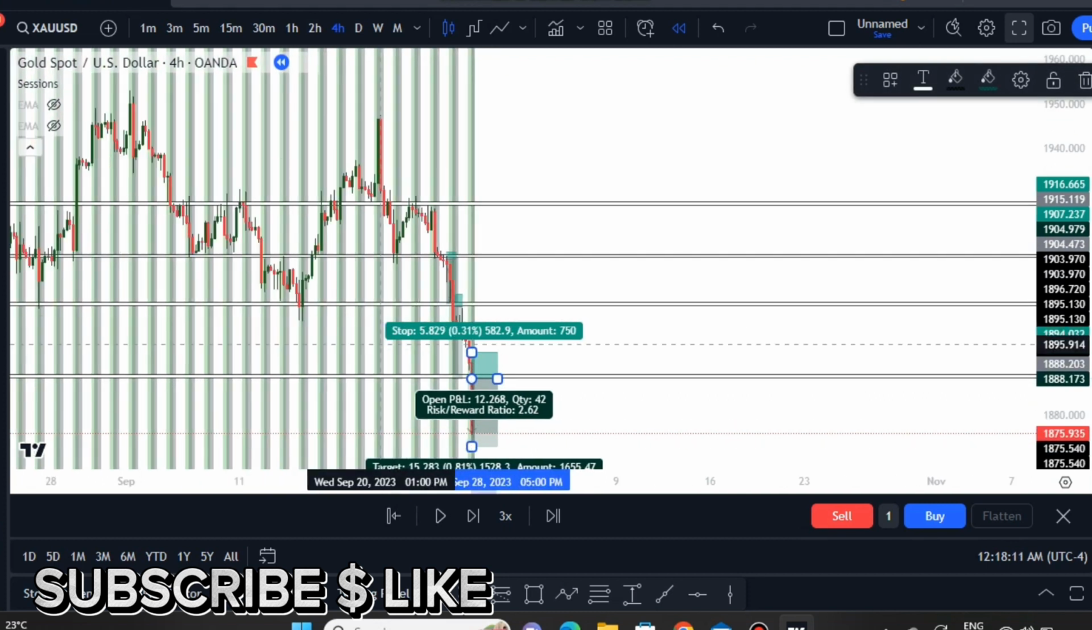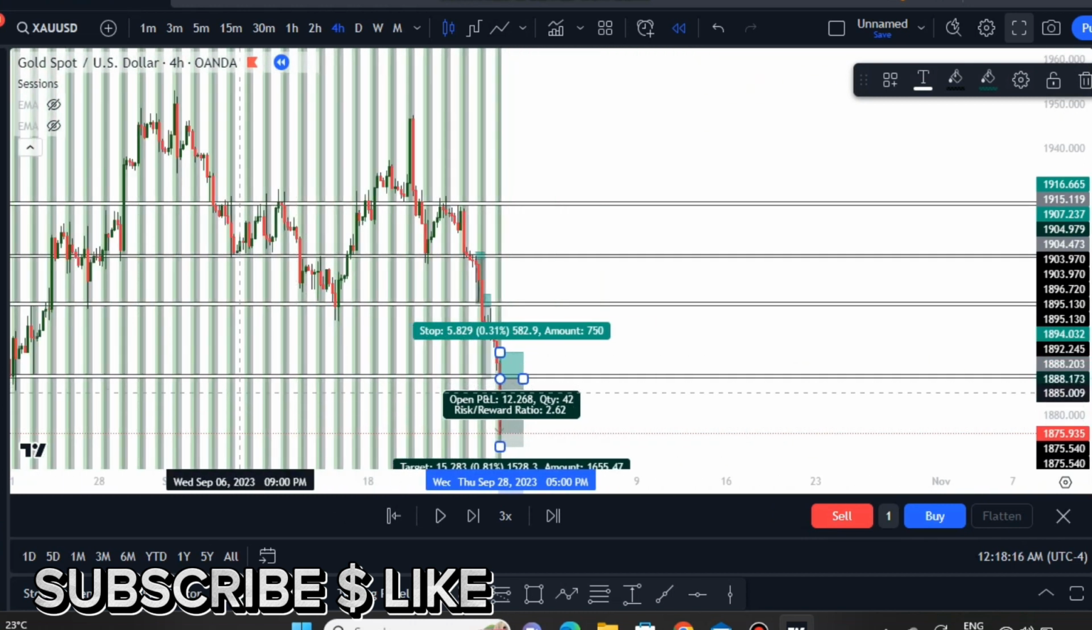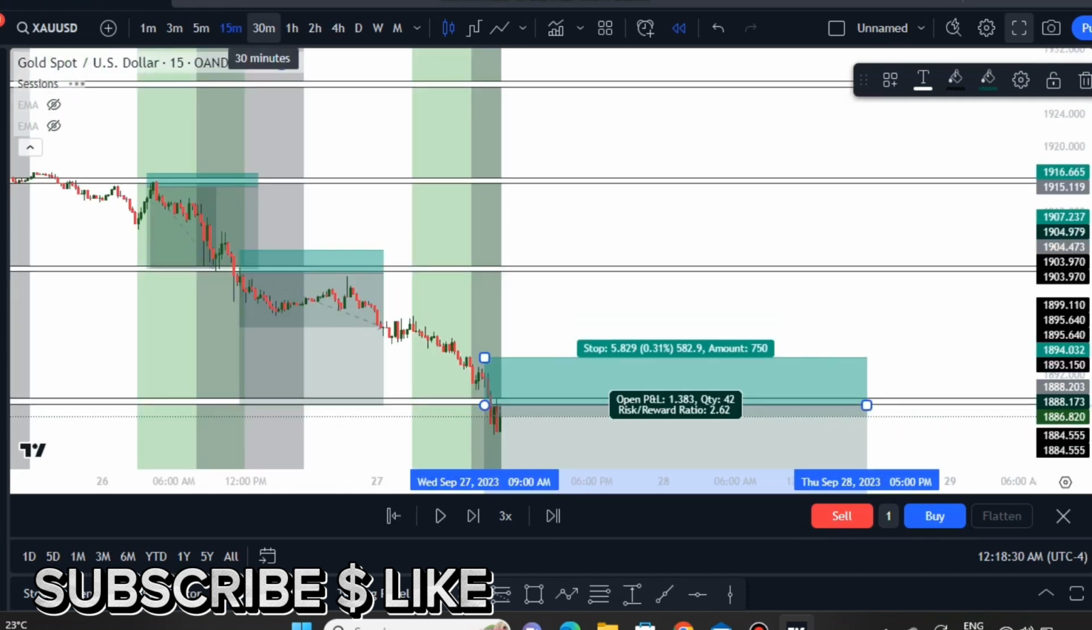Where is the next zone, please? Where is the next zone? You see that we did not draw it. That is when you need to go and look for your zones. When you are trading, look for your zones, guys, because you want to know where the price is going to. You want to really know. So let's go to the 15 minutes again. Let's see what happens from here.